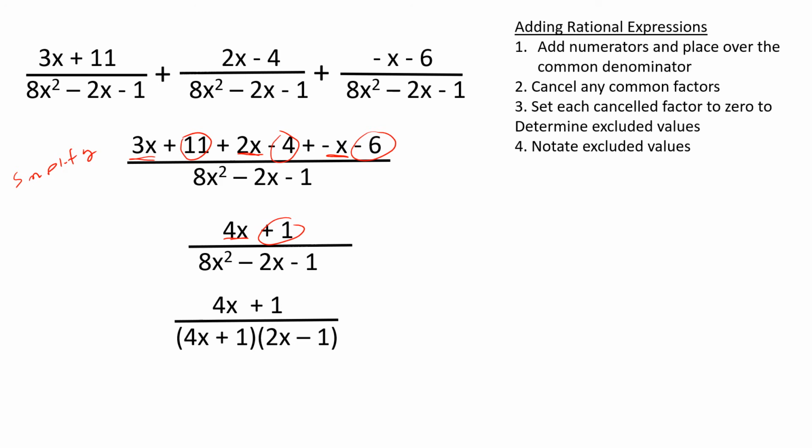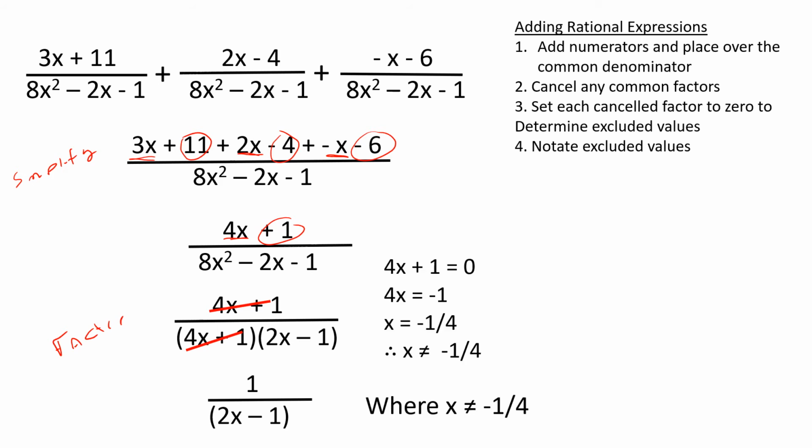And you're going to factor. After you've simplified, you're going to factor and cancel out common factors. So notice here we have 4x plus 1, 4x plus 1 is canceled. Go ahead and write our answer. Determine what x cannot be.